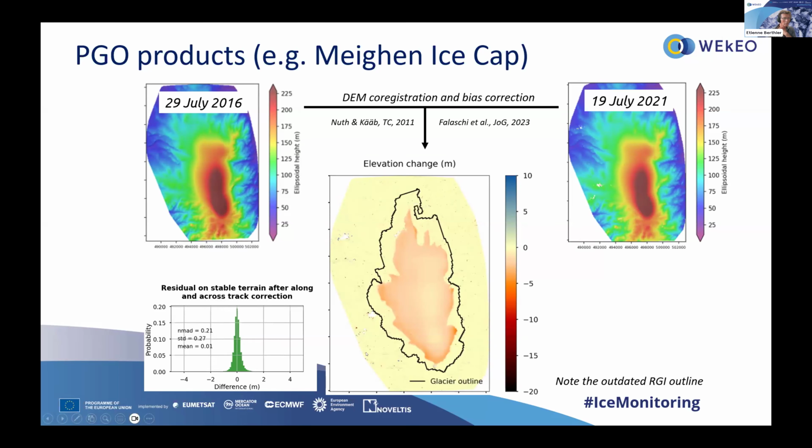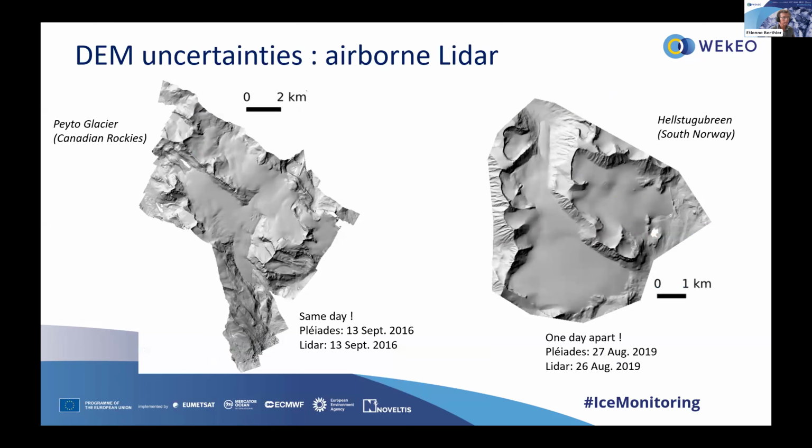In yellow, you have the stable terrain around the ice cap, and you can see that the noise level is very small. And in red, you can clearly see the thinning of the ice cap. And this is also a product we provide to the community.